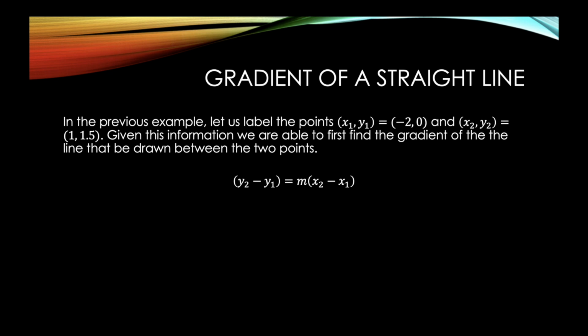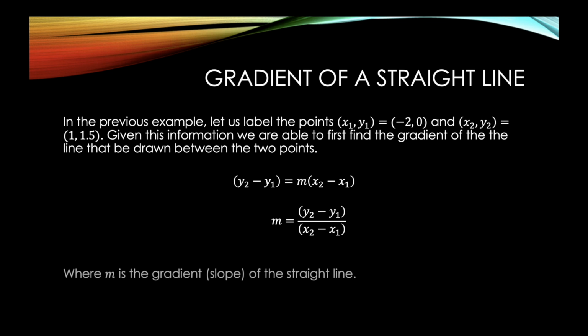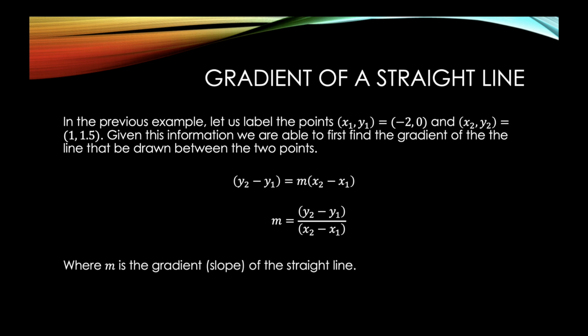Now that doesn't look so familiar, so with a little bit of algebra you can rearrange it to see that the gradient m is in fact the difference between the y values divided by the difference between the x values. So m is the gradient of the straight line. Some people like to call it the slope, but throughout this video and throughout my course, I will refer to it as the gradient unless stated otherwise.